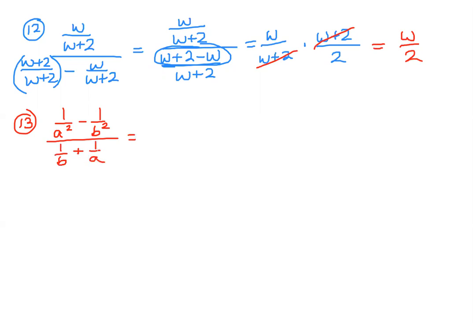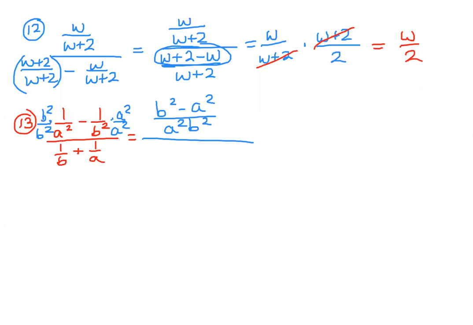Now we've got to find a common denominator both in the numerator and the denominator. What's going to be our common denominator in the numerator? a squared times b squared. So this one we have to do b squared over b squared. This one a squared over a squared. So our numerator becomes b squared minus a squared over a squared b squared.